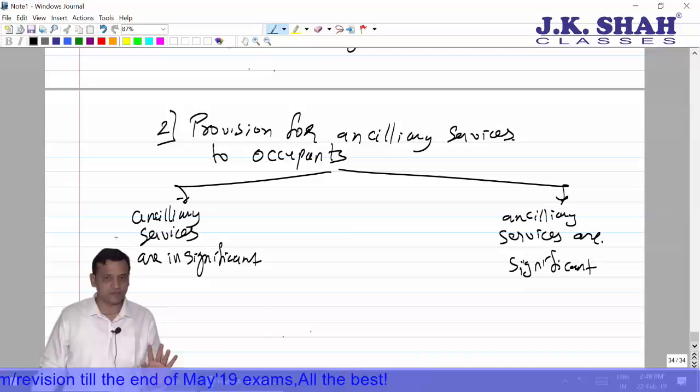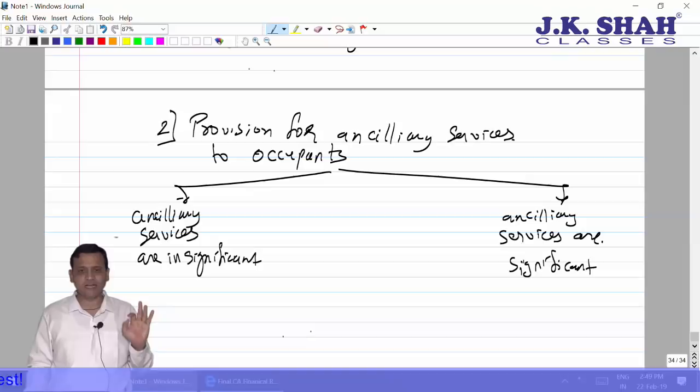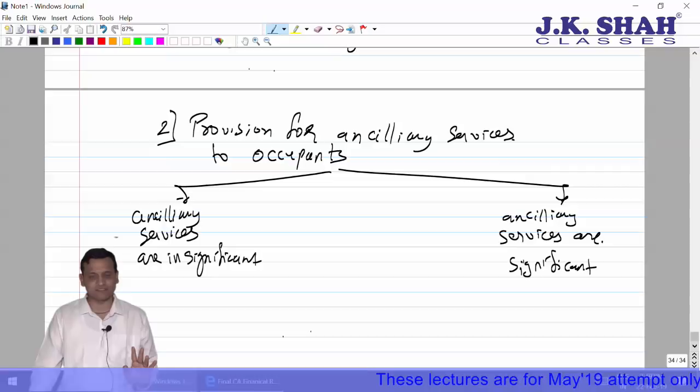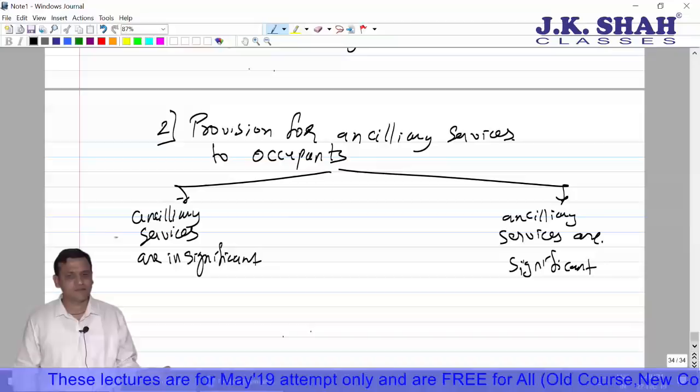Let me explain in a very simple, basic way. I am having this building. I have rented out each and every room to the occupants on an operating lease, and I am providing some services of security guard, maintenance, something very insignificant ancillary services. For this property I would require my own security guard, so they are managing it. They don't allow any trespassing and things like that. Then this property will be considered as investment property.